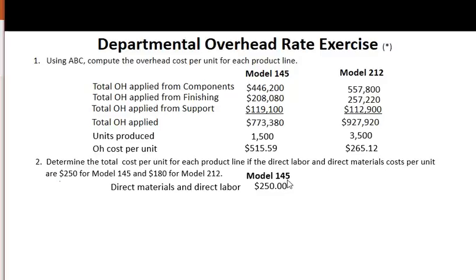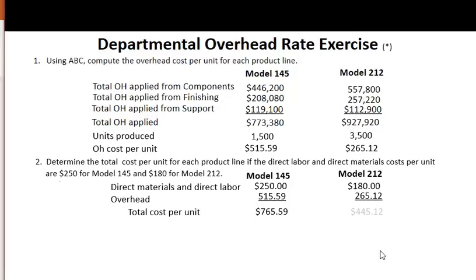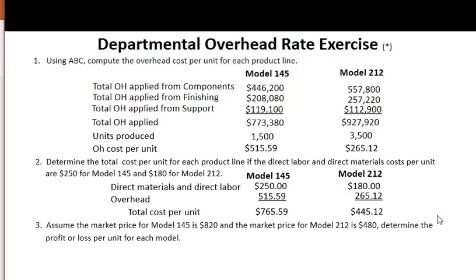Okay, so for model 145, the direct materials and direct labor is $250. To that, we add our overhead cost per unit of $515.59. So the total cost to produce the unit would be $765.59. And in the case of model 212, it's going to be $180 of direct labor and materials plus our overhead cost of $265.12, which means that our total cost per unit is going to be $445.12.